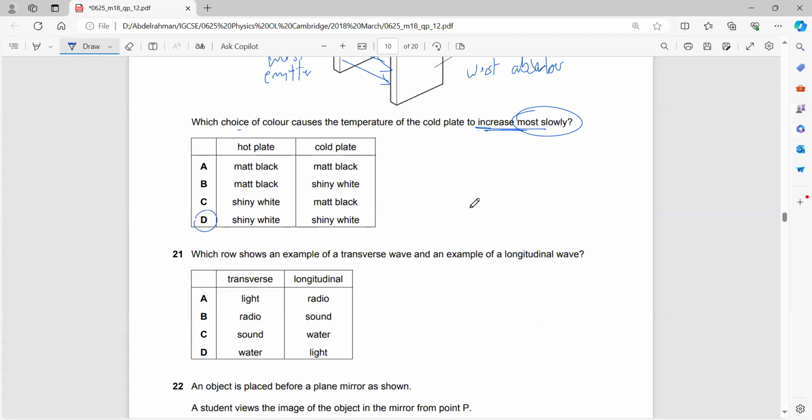Question 21. Which row shows an example of a transverse wave and an example of a longitudinal wave? Transverse and longitudinal. Quite easy.